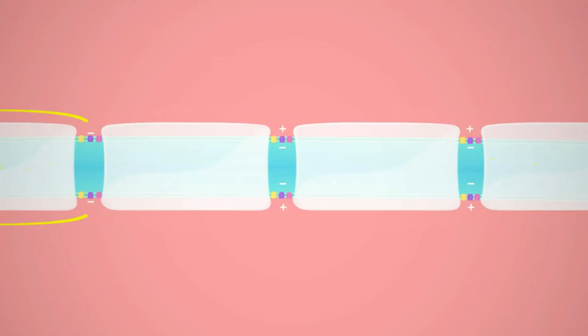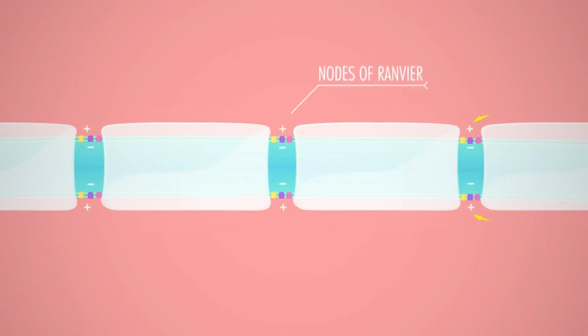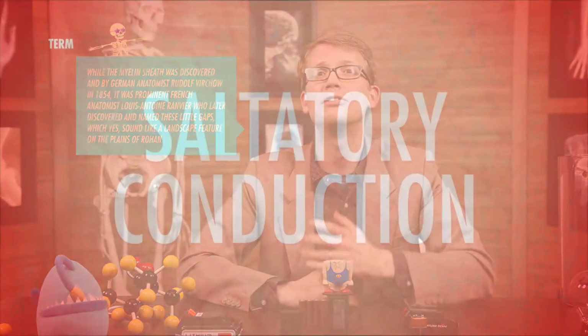one channel at a time in a chain reaction, a current can effectively leap from one gap in the myelin to the next. These little gaps are the delightfully named nodes of Ranvier, and this kind of propagation is known as saltatory conduction, from the Latin word for leaping.